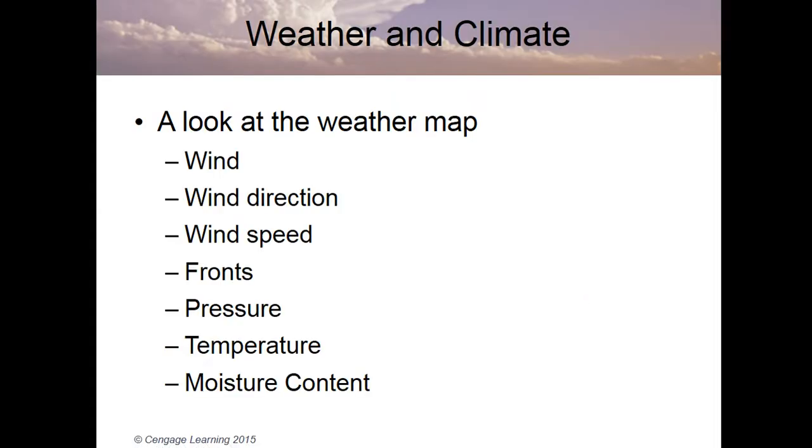On a weather map, what can you expect to see? The things that change day by day, minute by minute. Wind speed, wind direction. Fronts are the red and the blue lines, sometimes purple. I'll point them out on the next slide. Pressure, which you'll see either as numbers or lines, which we'll talk more about later. Temperature, and then also moisture.